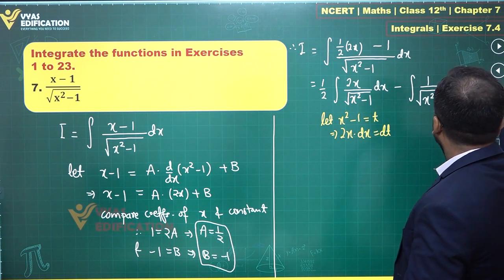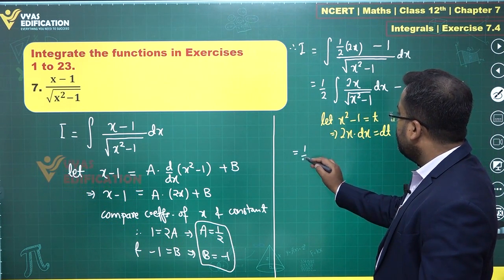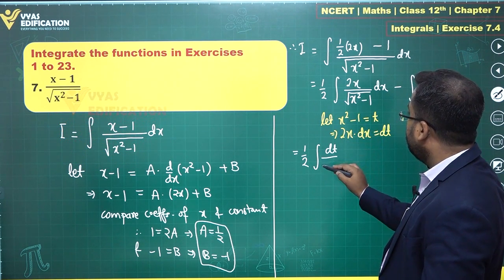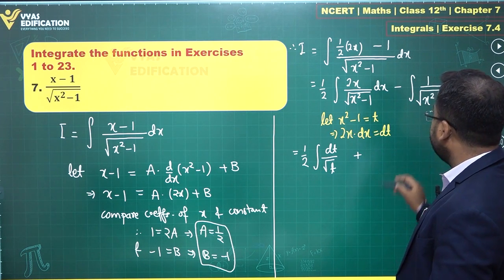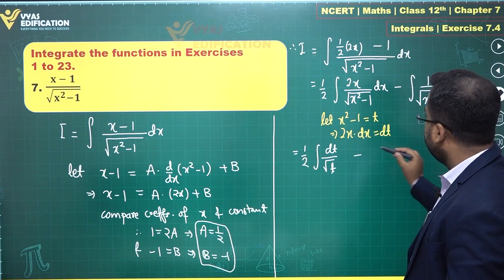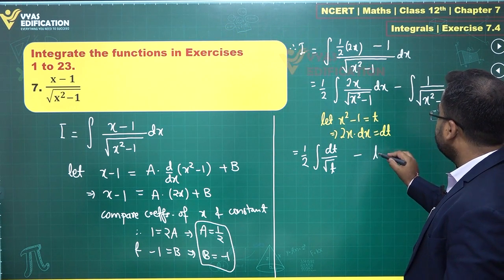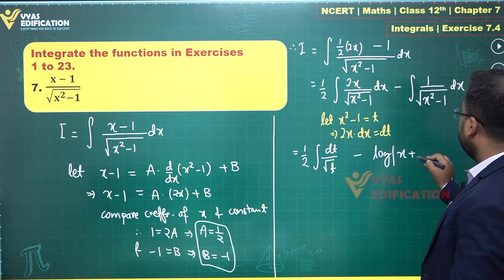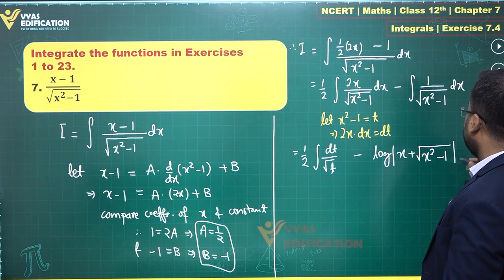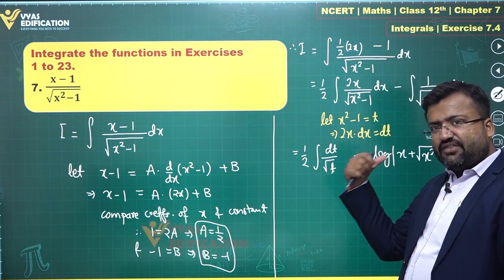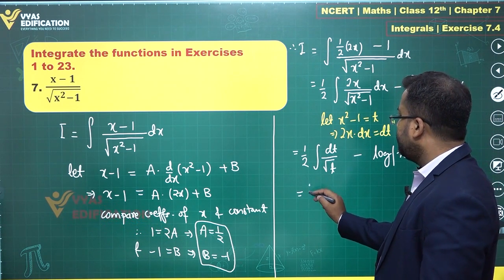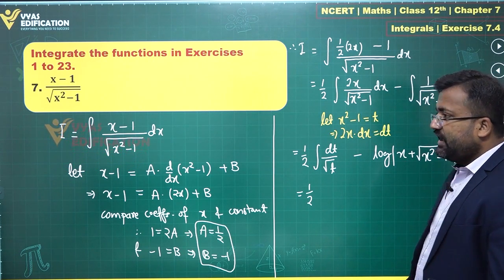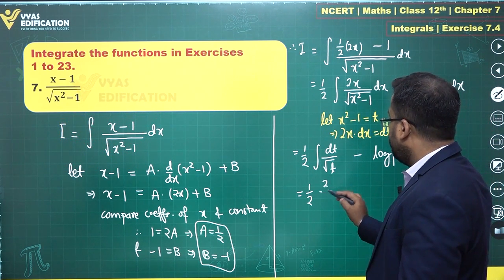That's a simple thing. So using this substitution, this becomes 1 by 2 integral of dt upon under root of t, minus, this is a minus over here, log modulus of x plus under root of x square minus a square. After that, we'll add the constant of integration. This 1 by 2 integral is simple: it is t power minus 1 by 2. And what is that equal to? t power 1 by 2 upon 1 by 2, that becomes 2.